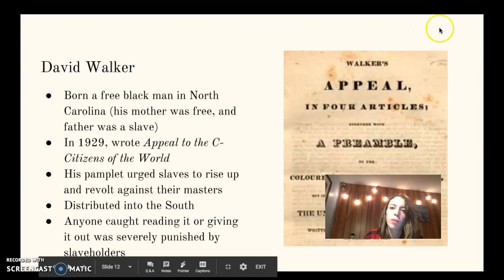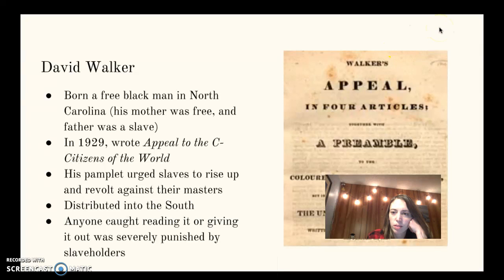Now, David Walker was a free black man in North Carolina. His mother was free, so that's why he was free, and his father was a slave. In 1829, he wrote an appeal to the citizens of the world.